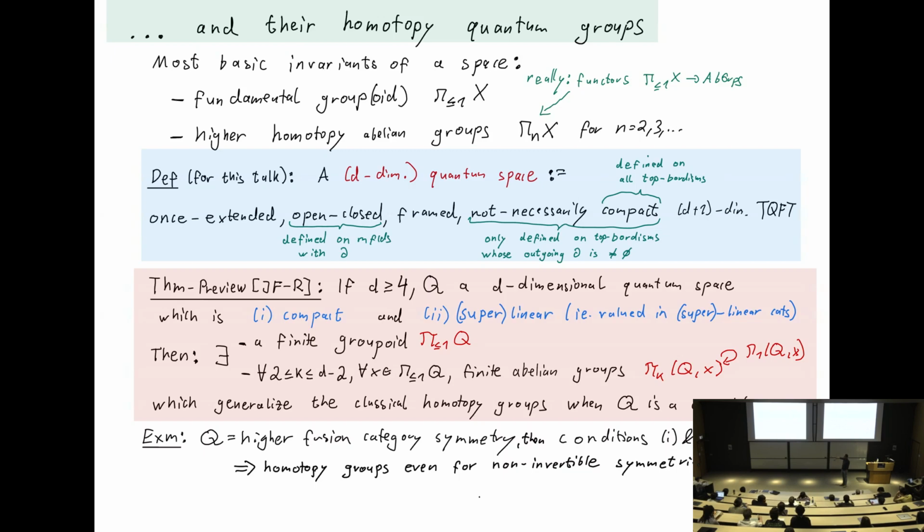Now, if Q is a higher fusion category symmetry, so if this is described by a higher fusion category, then these two conditions, these finiteness conditions, they match. So in particular, for a higher fusion category in these dimensions, I indeed get all of these homotopy groups. And there are examples of these higher fusion categories that are definitely counted as non-invertible symmetries. So even if I have a really non-invertible symmetry, I can still extract this list of groups.